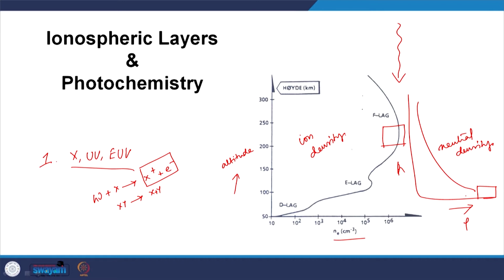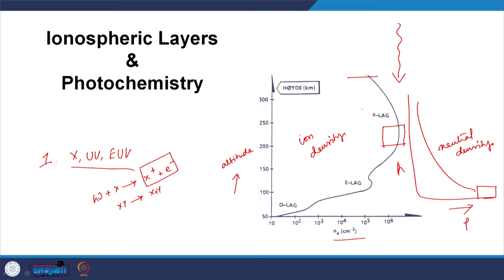The main reason for this is that the incoming radiation has its maximum amount of energy, or maximum availability of photons, at the top. When it is not yet exposed to the atmosphere, the incident energy is the most energetic. As it travels, it encounters more and more neutral atoms, so it keeps ionizing them and building up electron and ion densities.